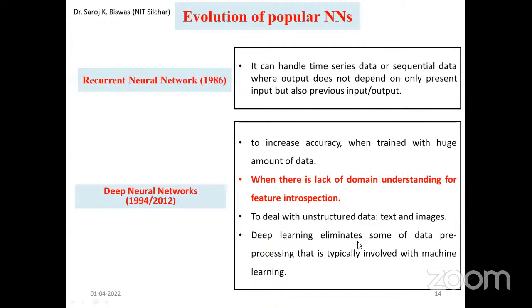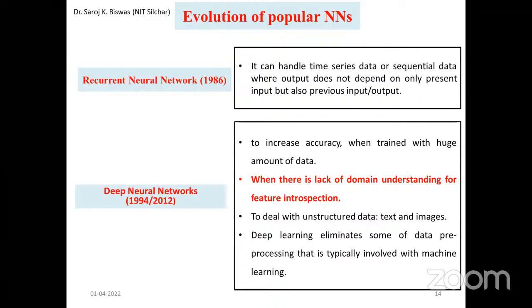Finally, deep learning eliminates some of the data preprocessing that is typically involved with machine learning. When we use deep learning, we don't need to bother about data preprocessing, especially feature extraction, feature construction and feature generation. Those things are not done in deep learning. So if we don't want to bother about these preprocessing steps, we can look to deep neural networks. These are the reasons we use a deep neural network. It doesn't mean that using a deep neural network will always give higher accuracy. Your database size should be very high, and only then does it produce good results. There is a discussion on that topic.